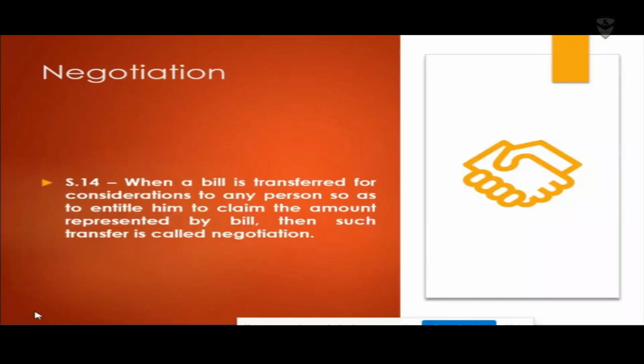Section 14 defines negotiation. It says that when a bill is transferred for consideration to any person so as to entitle him to claim the amount represented by the bill, then such transfer is called a negotiation. So some person is giving a check, bill of exchange, or promissory note to some other person as a consideration. Suppose after receiving a service from A, you are giving a check to A. So there is a valuable consideration, and you are transferring that check so as to entitle that person to go to the bank and receive the money. So when a bill is transferred for consideration to any person so as to entitle him to claim the amount represented by the bill, then such transfer is called a negotiation.